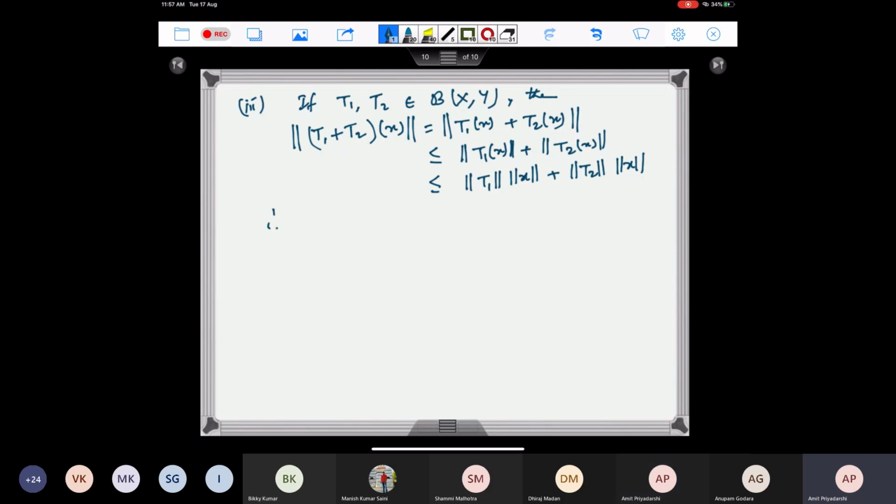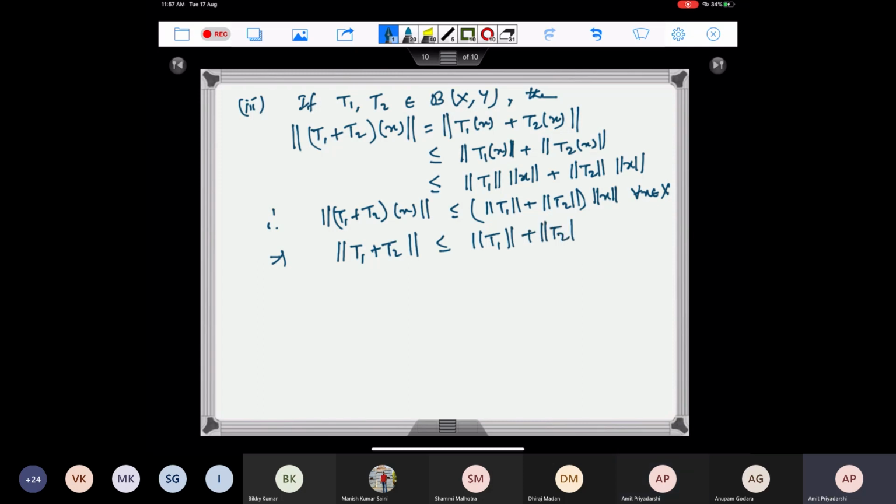Therefore norm of (T1 plus T2)x is less than or equal to norm T1 plus norm T2 times norm x for all x in X. And this will imply that norm of T1 plus T2 is less than or equal to norm T1 plus norm T2. Here I am just using that this is gamma, and gamma was the infimum of all such constants. Or you can take norm x less than or equal to 1, then this supremum is less than or equal to this. So the triangle inequality is also satisfied, and so this is a normed linear space.